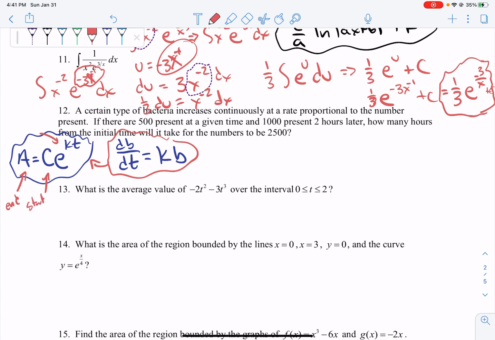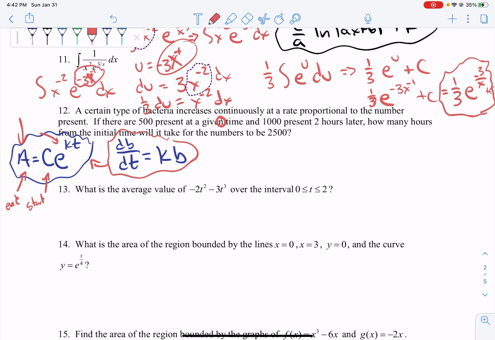So if I go back to the problem up here, it says if there are 500 present at a given time, we're going to call that time 0. There are 500 present and 1,000 present 2 hours later. How many hours from the initial time will it take for the numbers to be 2,500? So we're trying to figure out when A is going to be 2,500. The problem is we don't know what K is, so we need to find K first.